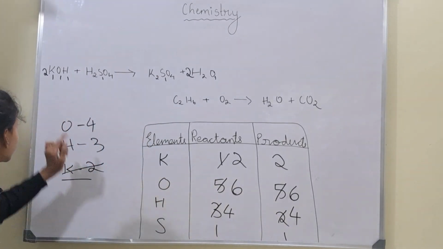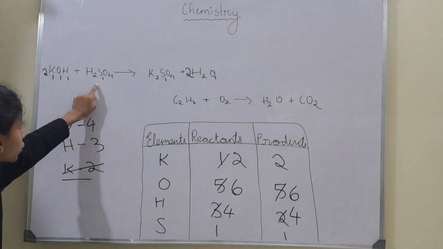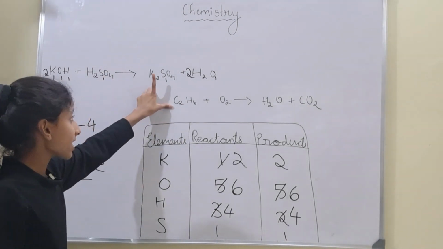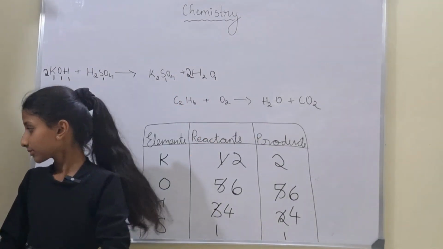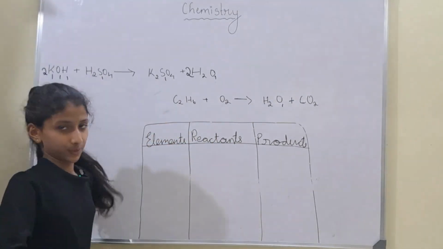So, our answer is 2KOH plus H2SO4 gives us K2SO4 plus 2H2O. Now, let me balance this equation.